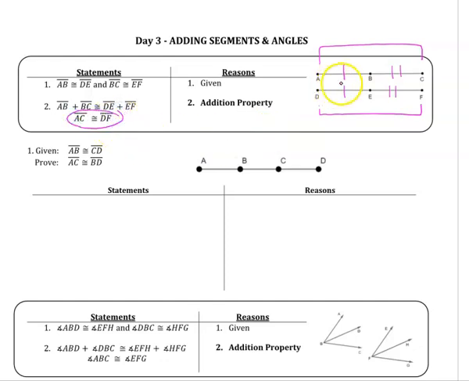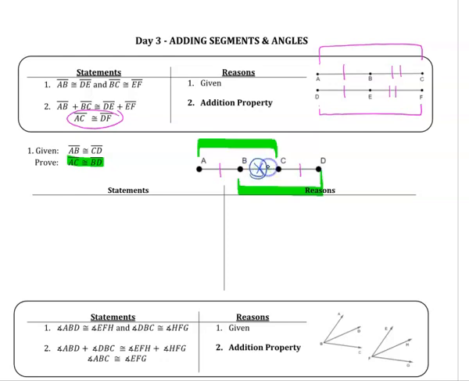And ultimately, this looks like the whole is equal to the sum of its parts. This is what we're going to call our addition property. So equals plus equals create new equal segments. So in our first proof, I'm giving you that AB is congruent to CD, and I want to prove that AC is congruent to BD.